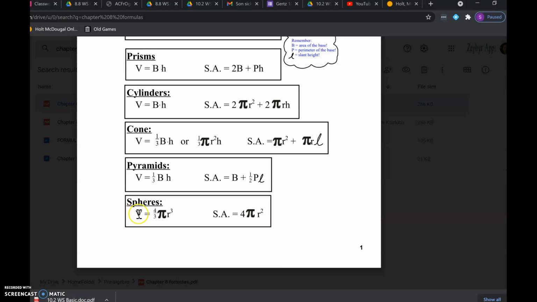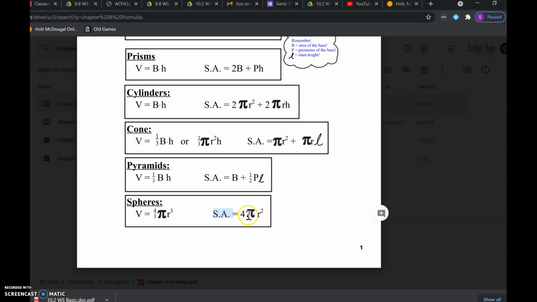All right, today we're doing spheres. So if it says volume, we'll use this formula. If it asks us to find surface area, we'll use this one. So make sure you look at this and use this. So volume is 4/3 times pi r to the 3rd power, and surface area is 4 times pi r squared. Okay, so those are the formulas we'll use.